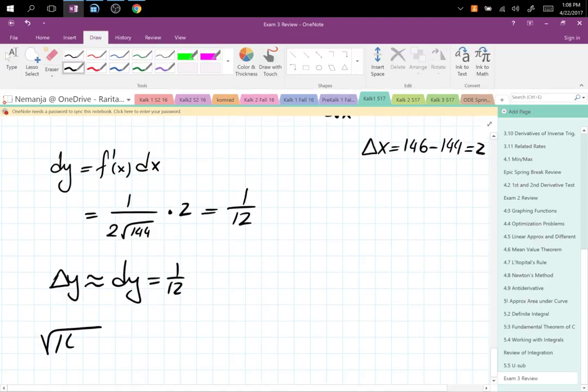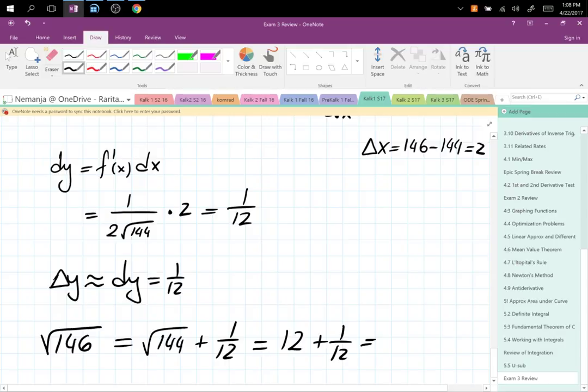So how much is square root of 146? Square root of 146 is equal to square root of 144 plus this change. That's how much it is. So square root of 144 is 12 plus 1 over 12. And you can use an abacus to figure that one out. Repeat it, you get the same. And you know what, well, I should put the air quotes, exact. It's not exact.